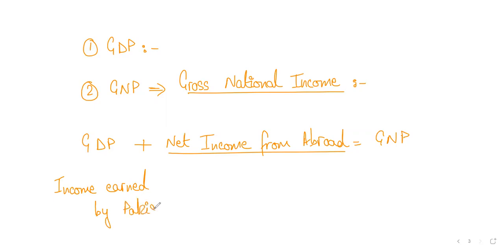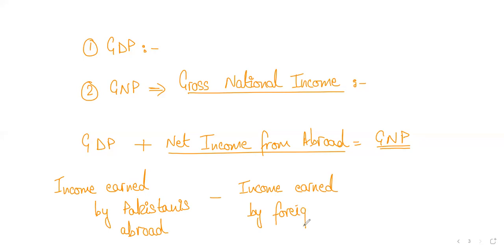And from this, we subtract what? The income of foreigners who are living in Pakistan, because they are technically not Pakistanis. So we don't want to include their income in our gross national product. So in gross national product, we will not have the income of foreigners. Income earned by Pakistanis abroad, minus income earned by foreigners living in Pakistan.